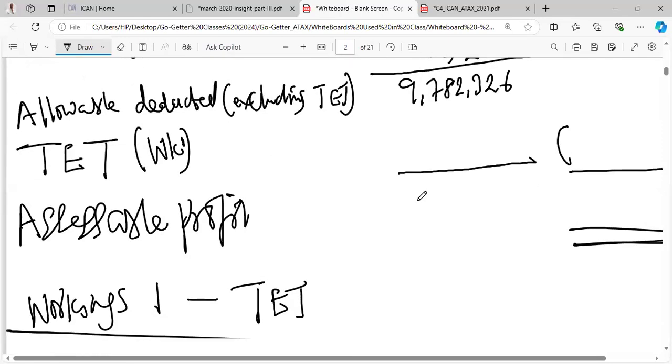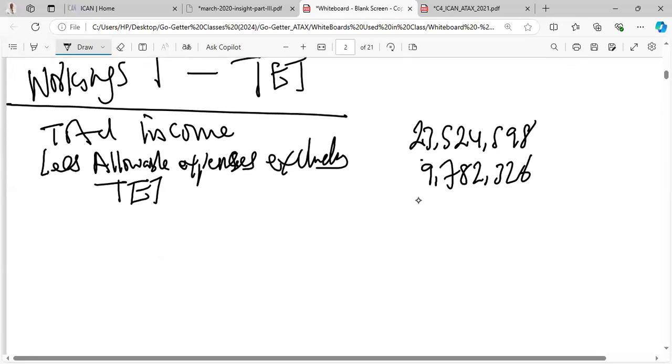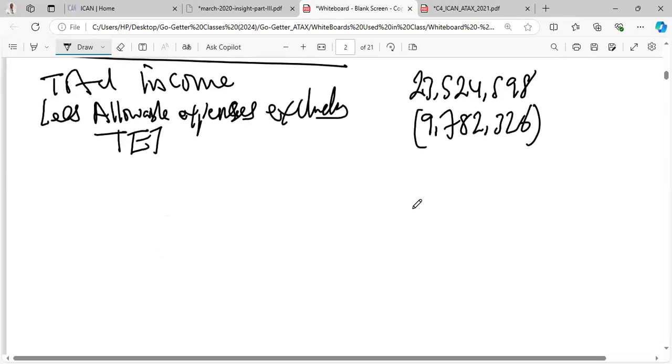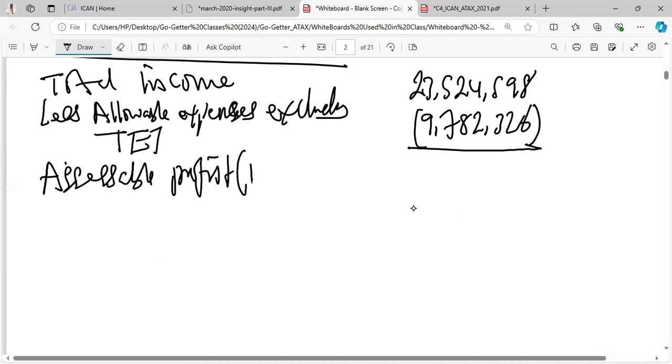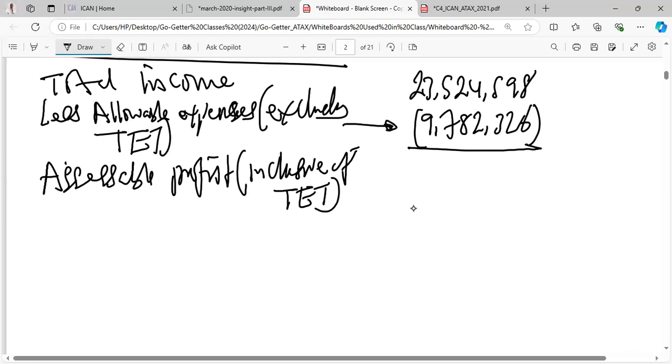9,782,326. So you will less this. So whatever you have here is accessible profit inclusive of TET. Now this is allowable expenses excluding TET. So there is no TET here. There is no TET in this. So this is your income.